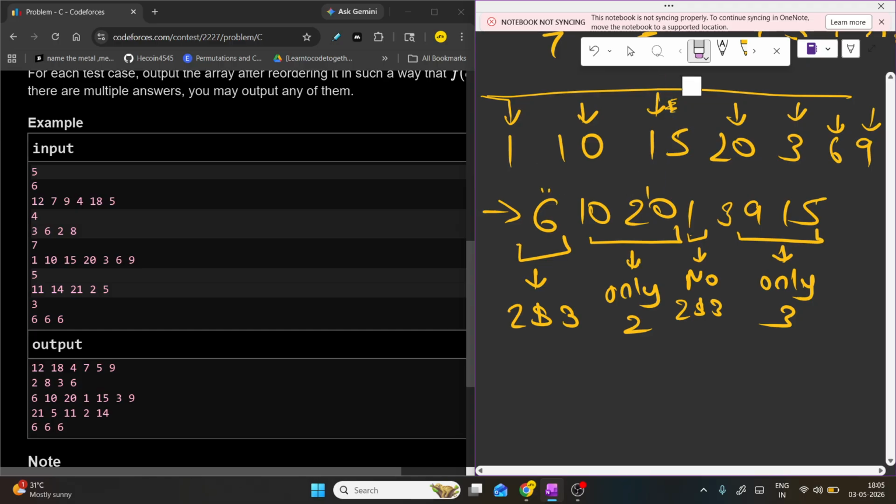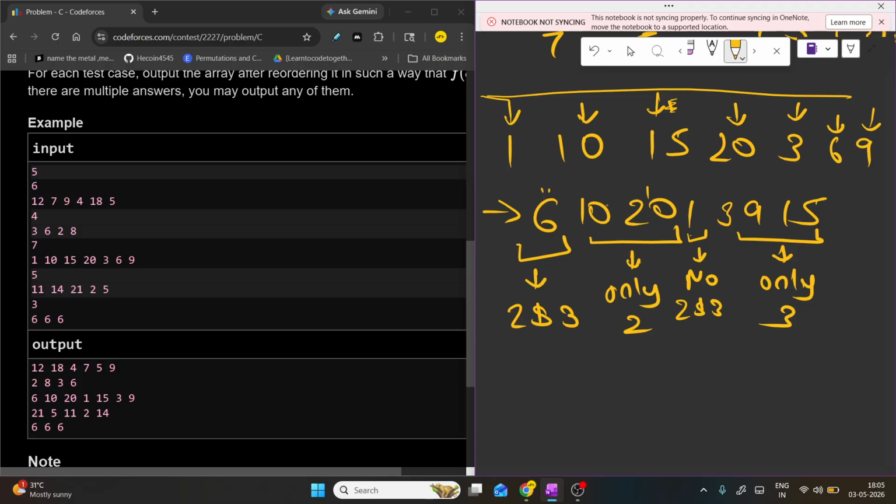Now here, they are only divisible by 2. We need at least one 3. So let us take this subarray. Now we know that this does not consist of any 2 or 3, and this only consists of 2. So we require one more 3 to make it divisible by 6.